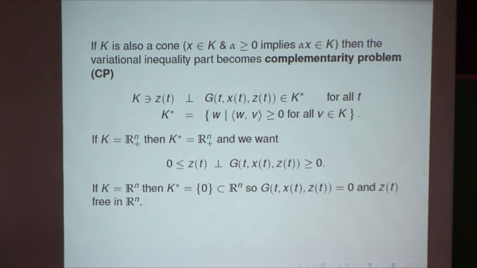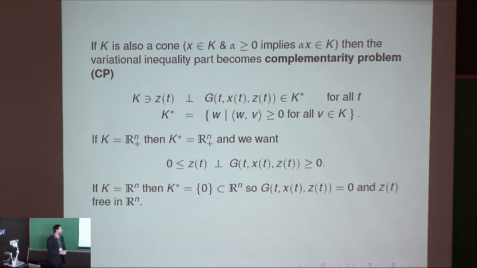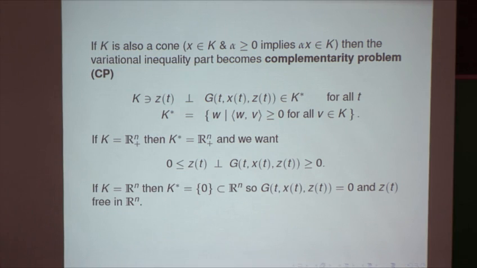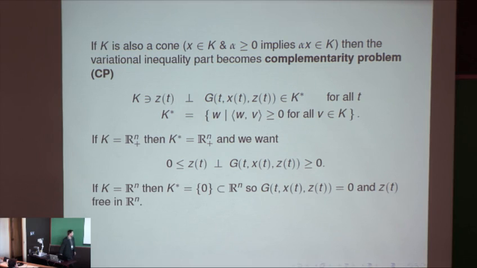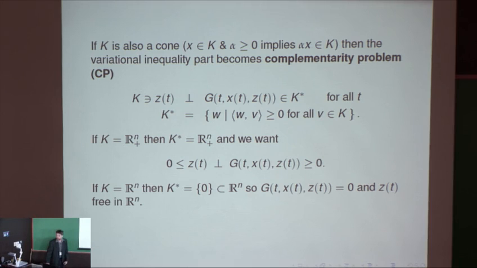People will also be talking about second-order cone complementarity problems later on. That's the case where K is sort of an ice cream cone, where you have a right angle cone at angle 45 degrees. In that case, the dual cone is the same set. If K is R^n, then the dual cone is just the zero vector. That's all that's in it. In which case, we have this big G function has to be zero, and z(t) is free in R^n, and our differential variational inequality becomes a differential algebraic equation, which has been analyzed by a number of people, and particularly for numerical methods. This is used for mechanical problems where you have hinges and things like that.